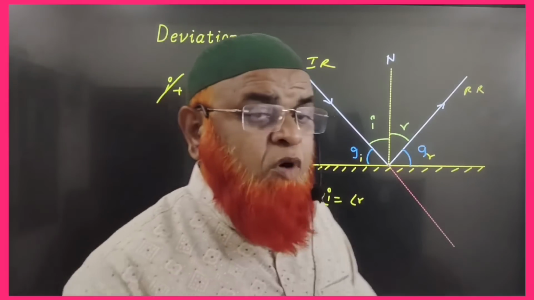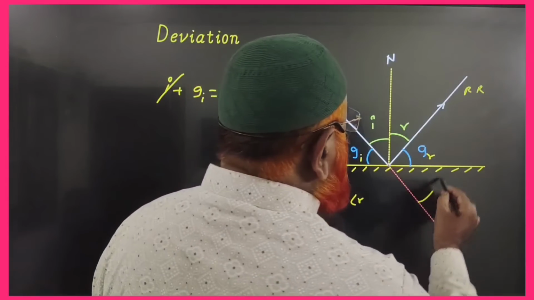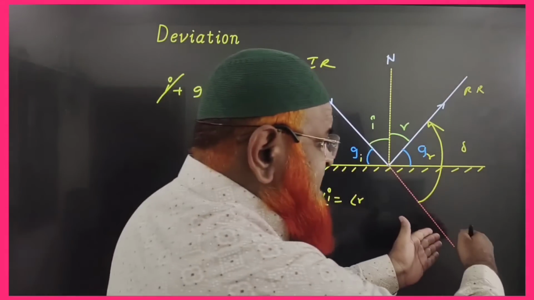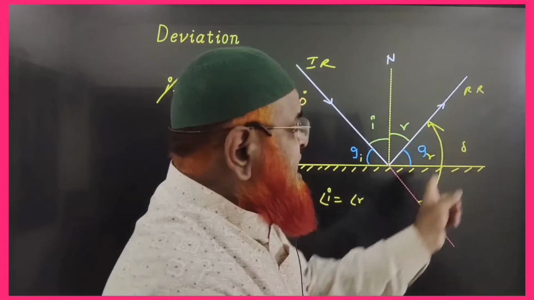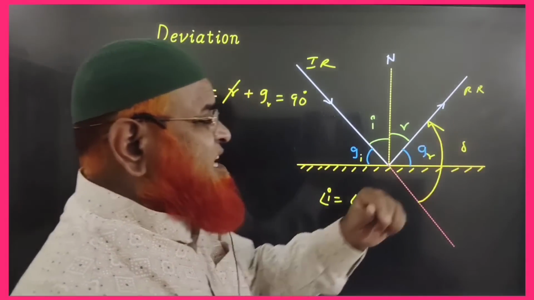Now let me discuss deviation because of a single mirror. What do you mean by deviation because of a single mirror? This is called deviation. The light ray has to travel like this, but it is reflecting in this way, and that's why this is called a deviation. Now we shall discuss what this deviation is.